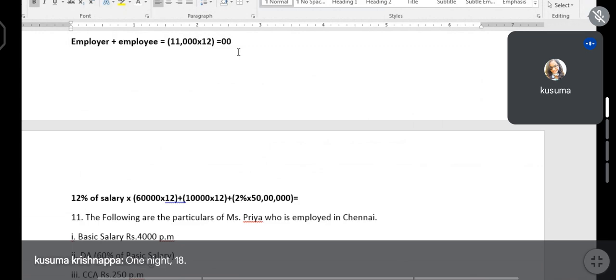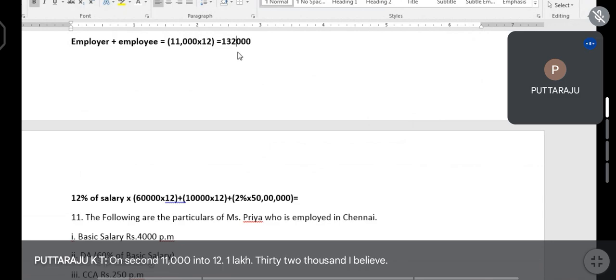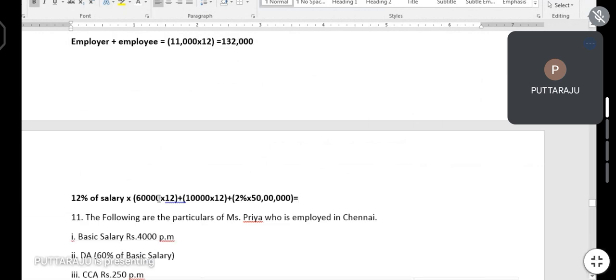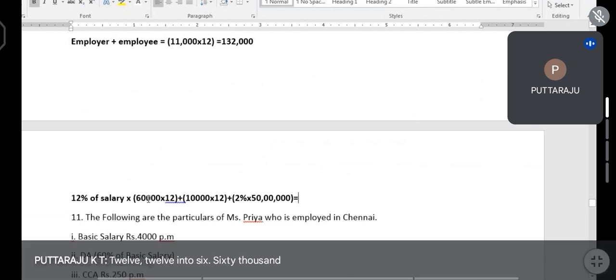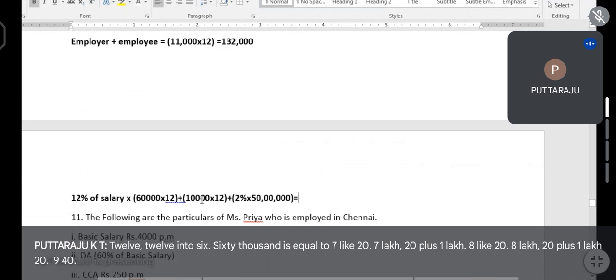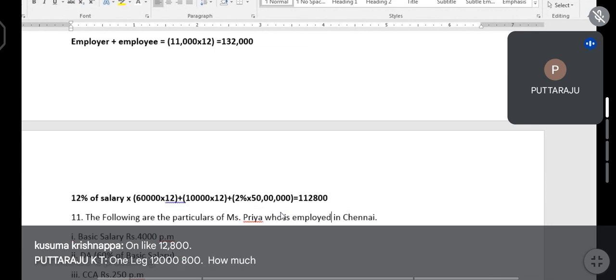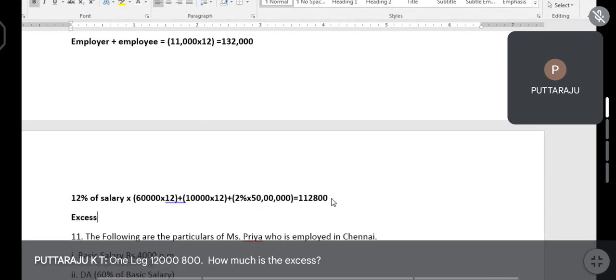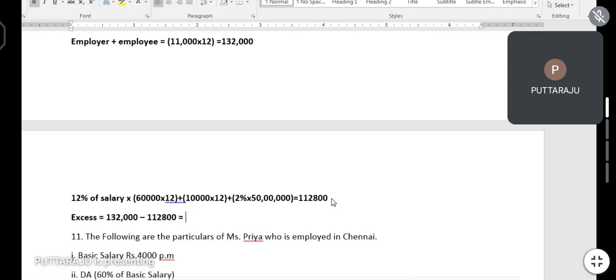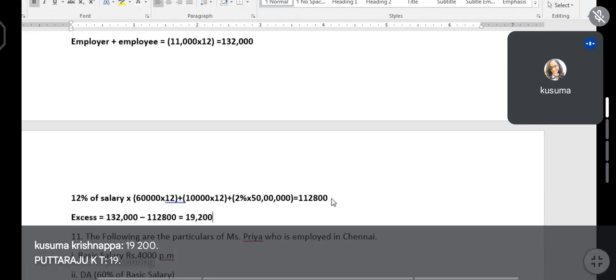1,12,800, sir. 1 second. 11,000 into 12. 1,32,000, I believe. 12 into 60,000 is equal to 7 lakh 20. 7 lakh 20 plus 1 lakh 20, 8 lakh 40. 8 lakh 40 plus 1 lakh 20, 9 lakh 40. 9 lakh 40 into 12%, how much? 1 lakh 12,800. How much is the excess? 1 lakh 32,000 minus 1,12,800. 19,200, sir. 19,200 is taxable.